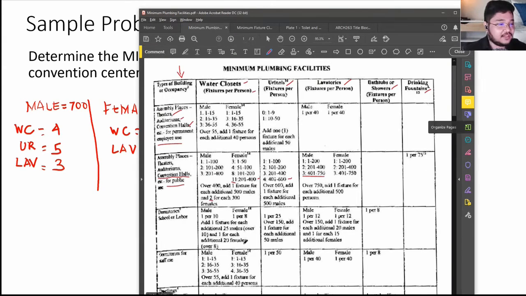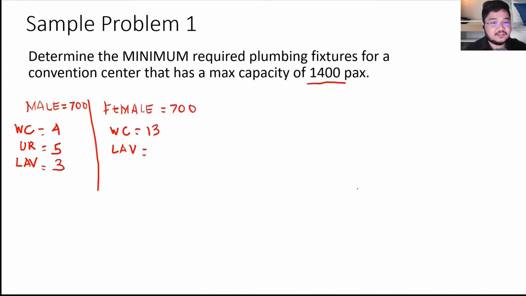Then for the lavatories, it's still the same, no? 3, 4 within this range, 401 to 750. So again, that still requires 3 water closets, no? Because it falls within this range. So that is 3. Okay.